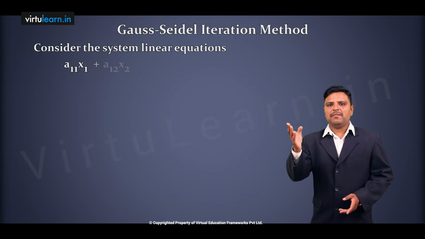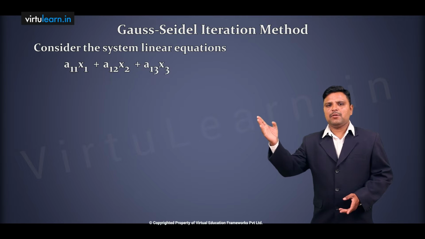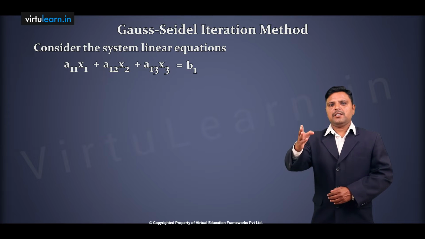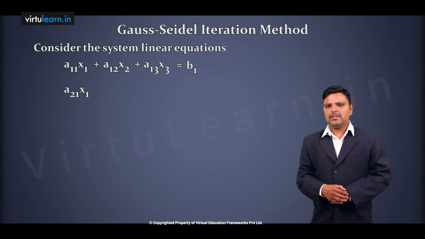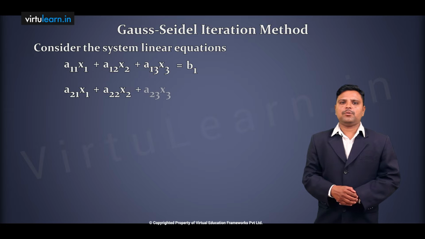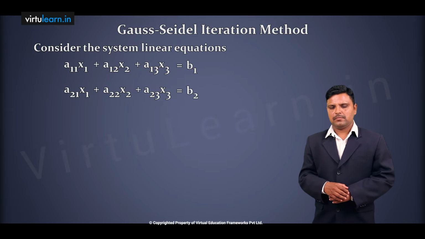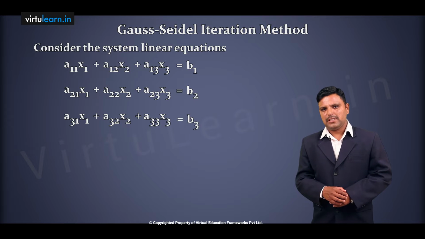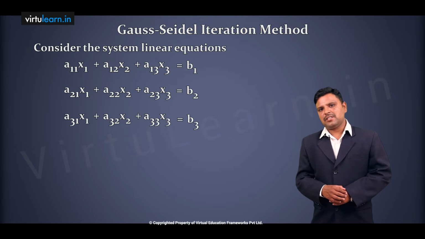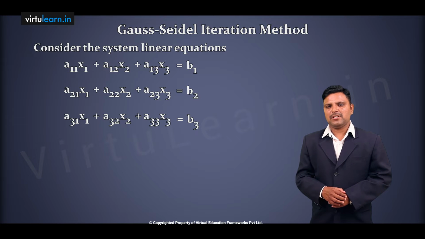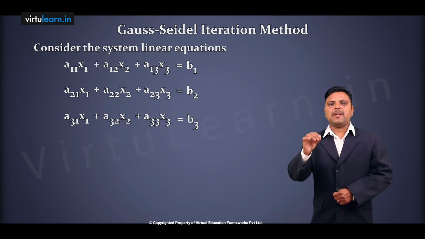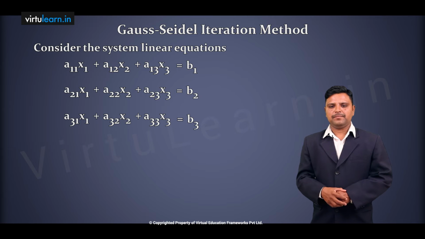a11 x1 plus a12 x2 plus a13 x3 equals b1. That is the first linear equation in terms of x1, x2, x3. Second linear equation, a21 x1 plus a22 x2 plus a23 x3 equals b2. Next equation, a31 x1 plus a32 x2 plus a33 x3 equals b3. Now, these are the given system of linear equations in three variables x1, x2, x3. Now, you have to calculate by using this method the x1 value, x2 value and x3 value.